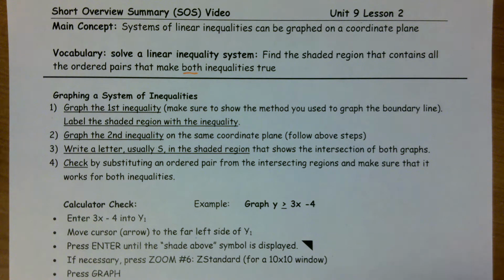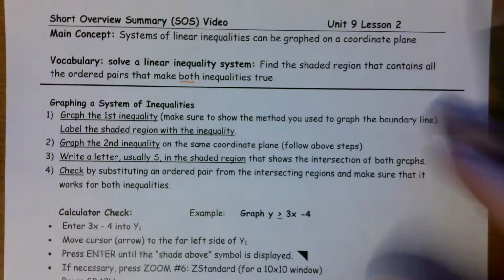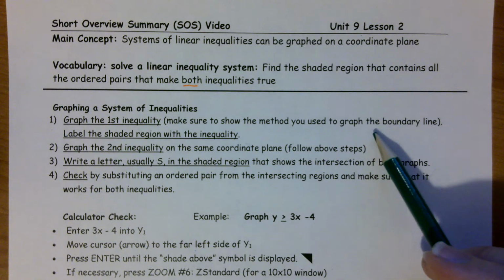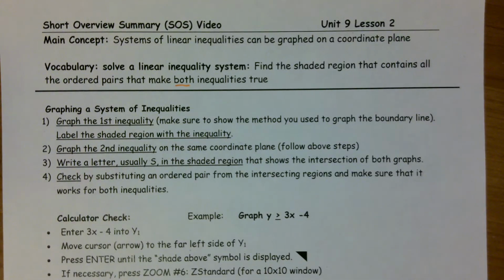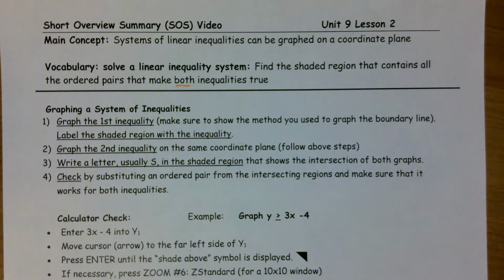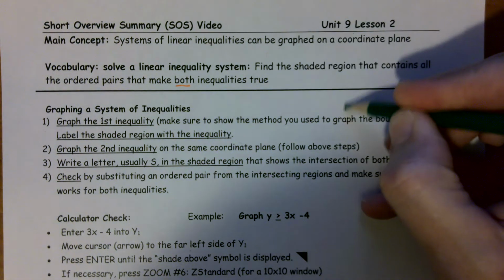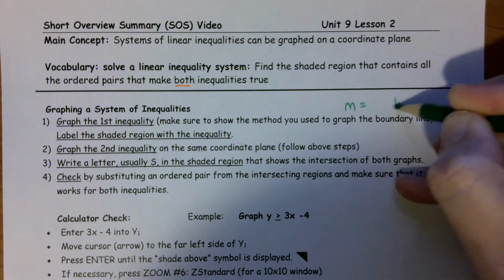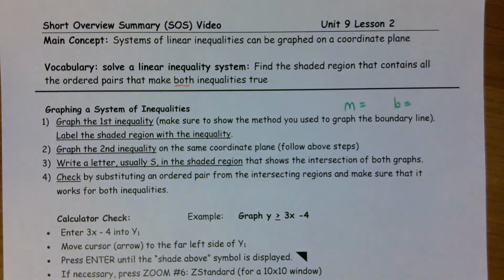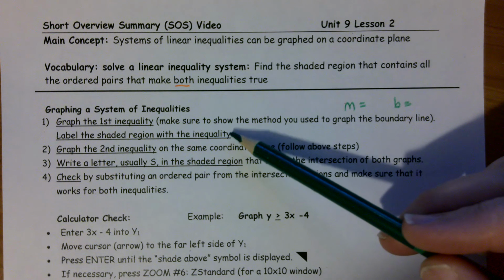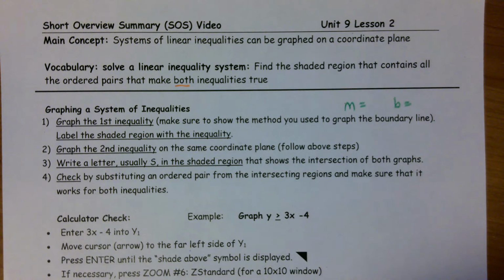So how do you graph a system of inequalities? First thing you do is graph the first inequality. Make sure to show the method you use to graph the boundary line. So that's either a table of values or most people will use slope y-intercept method. So you need to write slope equals and y-intercept equals to show how you graphed it. Then label the shaded region with the inequality.